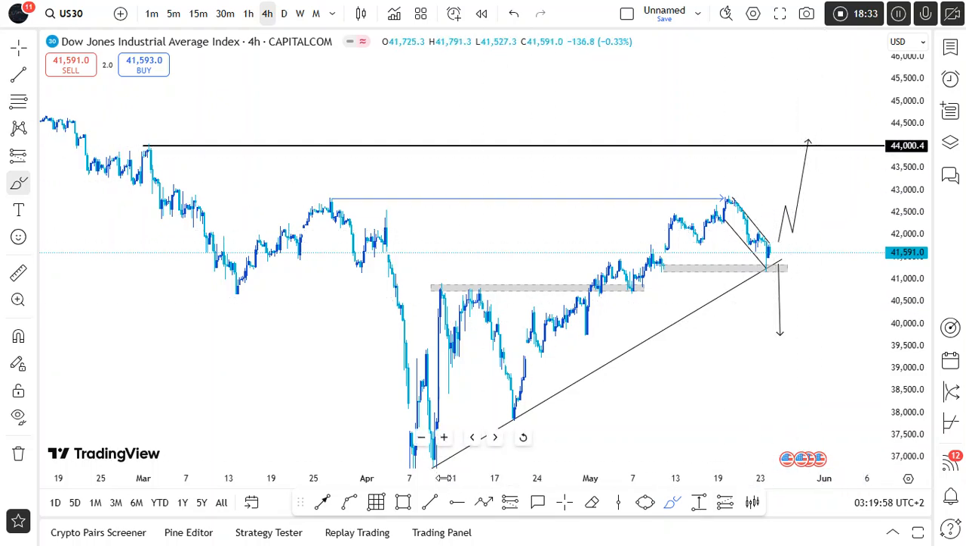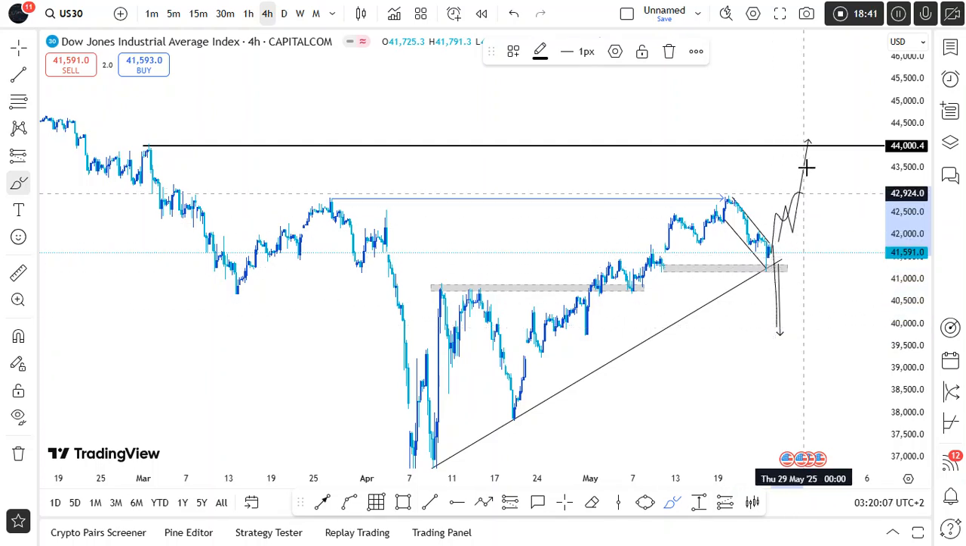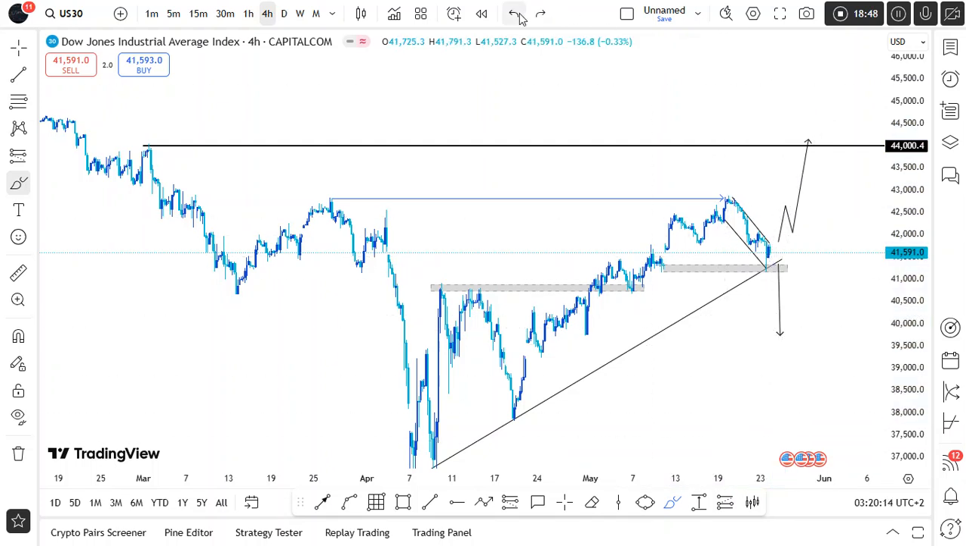Or if price does what? If price breaks below, then I know okay, so right now we are no more looking for bullish movements, but I'll be looking for bearish movements. So yeah guys, that's how I actually look at the market.